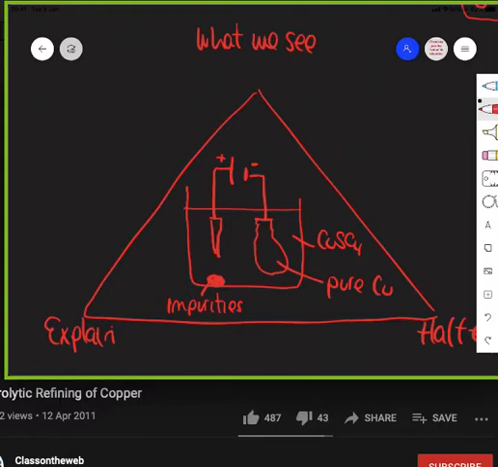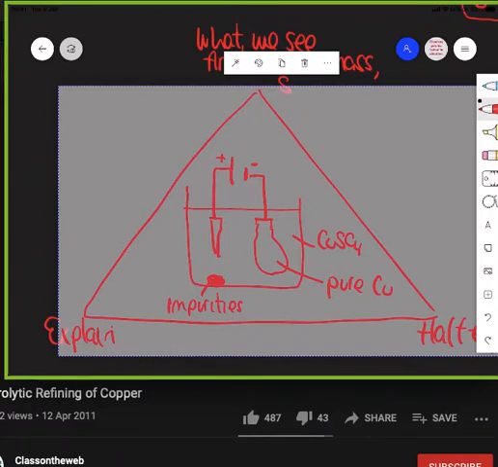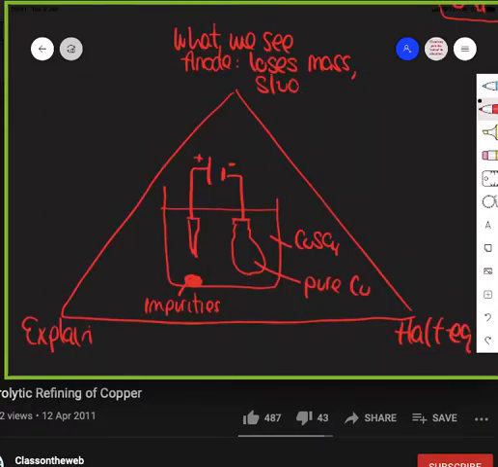So what were our observations? What were the observations you gave me? Tell me what happens to the anode. Impurities fall off of it. Okay, what else happened to the anode? I'll put that in a second, but what else happens to the anode? Got smaller. Yeah, so we say it loses mass. So your anode loses mass, and there is sludge at the bottom.